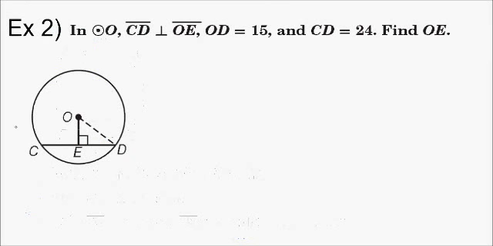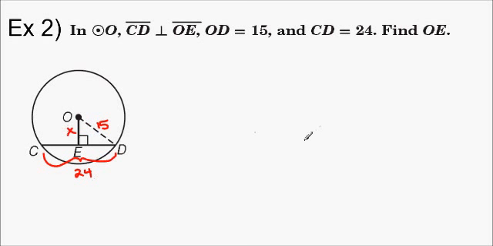Okay, so let's do an example of this to make it a little bit clearer. In circle O, CD is perpendicular to OE. So my chord CD meets this segment at a right angle. And it says OD, which is a radius, equals 15. So let me label that on the picture. And CD, the whole chord, is 24. And we want to find OE.